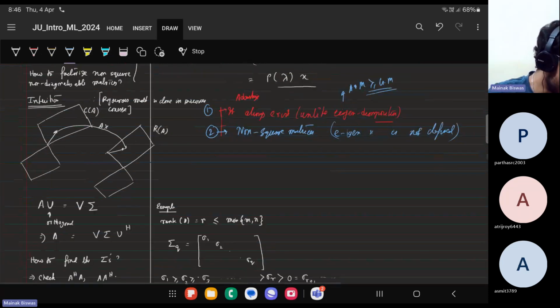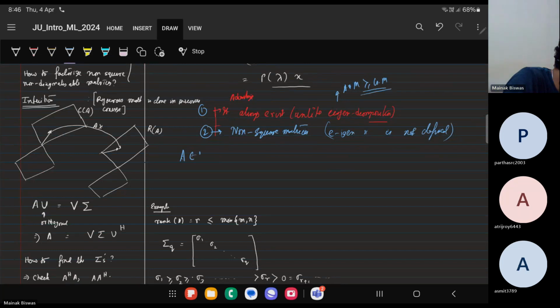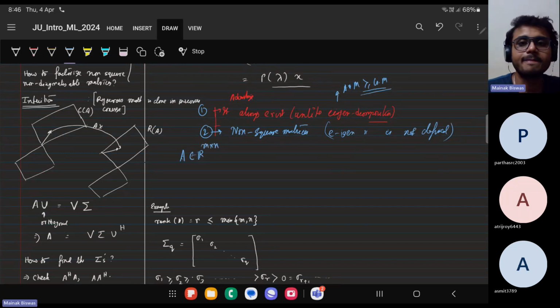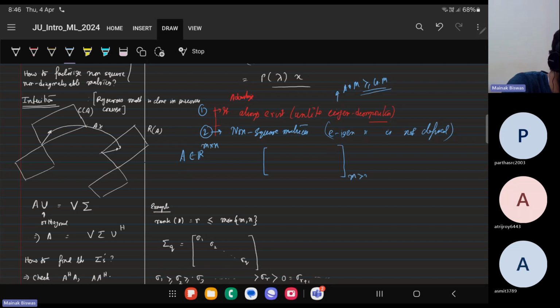So let us see a few definitions first. Let us define A to be an Rm cross n matrix. Clear? It's a rectangular matrix where m is greater than n, just for example. It can also be n greater than m, and you can adjust accordingly. Once I show it for one, you won't falter. Then I'll complete the case when I'm done teaching this.